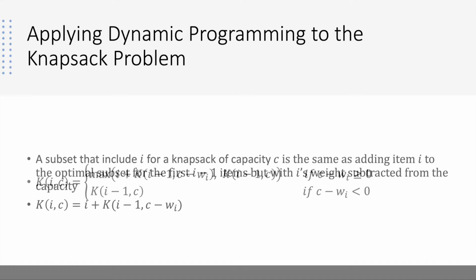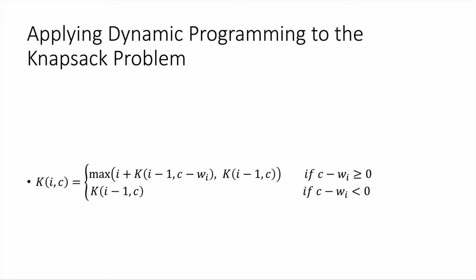Combining these two equations, we get this, where the optimal subset equals the maximum value of both options if including the weight of item i does not overload the knapsack. If including i does overload the knapsack, then the optimal subset is the same as the optimal subset for the first i-1 items. This may seem overly complicated, but once we put it into practice, it becomes much simpler.